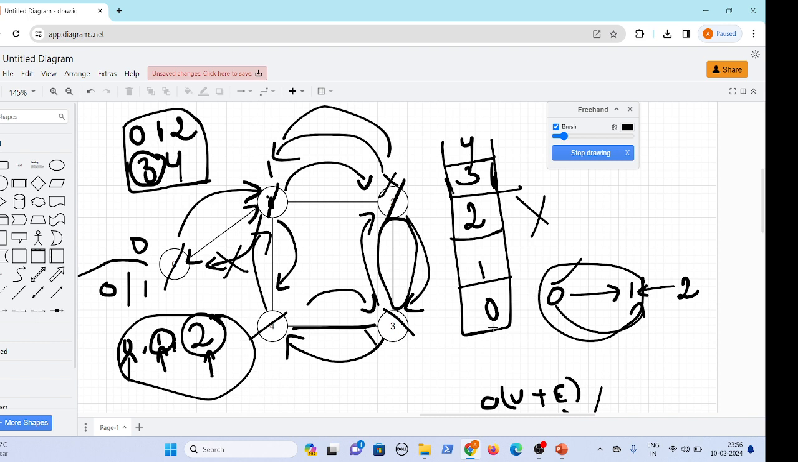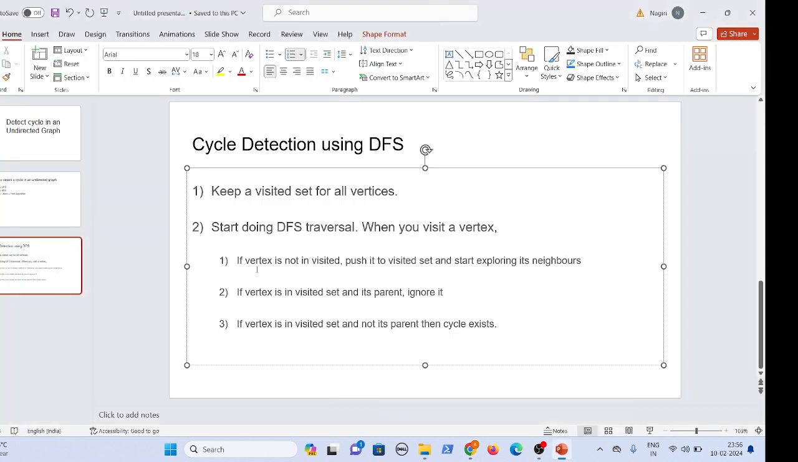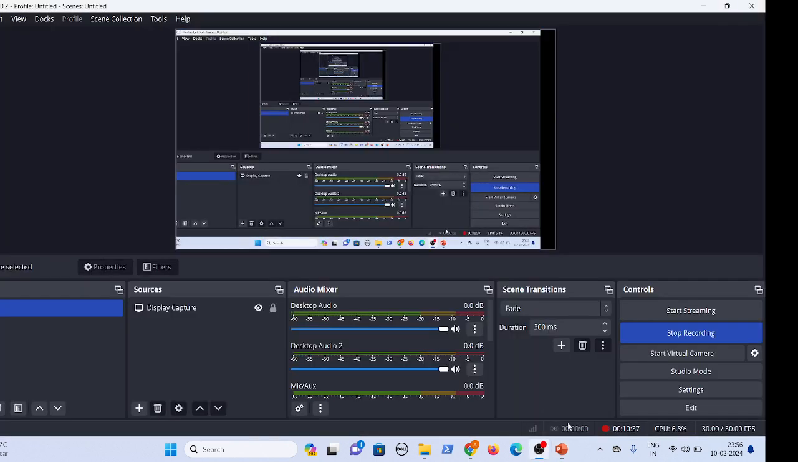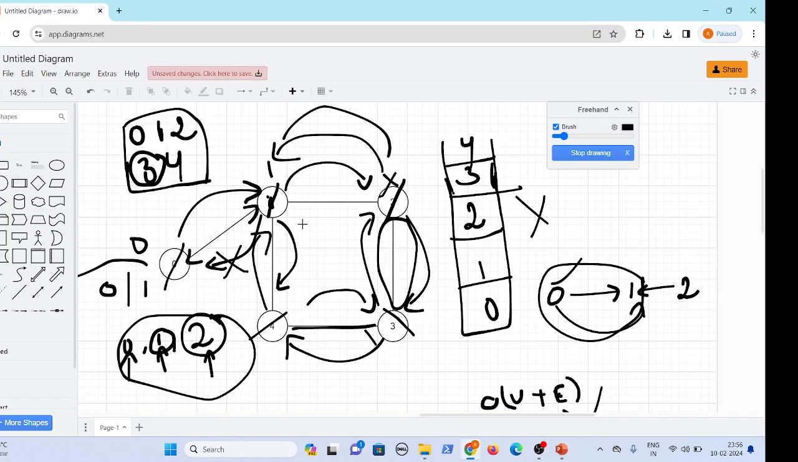So to summarize what we have discussed, you are basically doing a DFS traversal. But while doing a DFS traversal, if it is not visited, then you just keep on doing DFS. But if it is visited, there are two conditions. Please check if it is its parent or not. If it is its parent, ignore. If it is not its parent, then there exists a cycle.